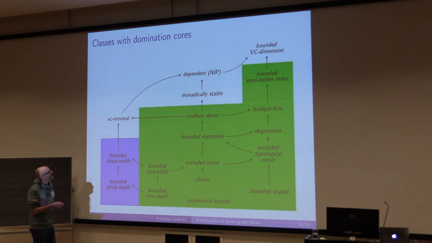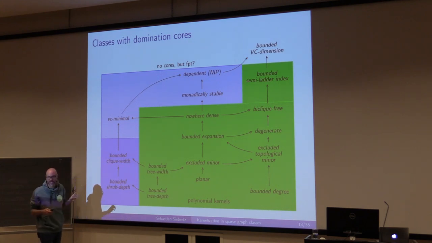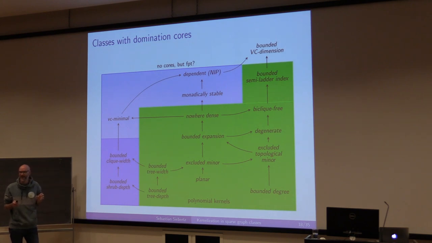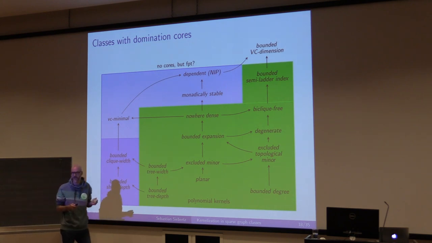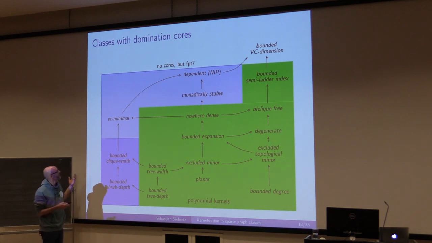And the big questions now are, we do not have cores in these classes here, like VC minimal, monadically stable, dependent classes. These are some examples where we can have the co-matching index unbounded. And we don't know actually how to handle the situation. Yeah, so the question is, can we get FPT algorithms without using this technique based on cores?